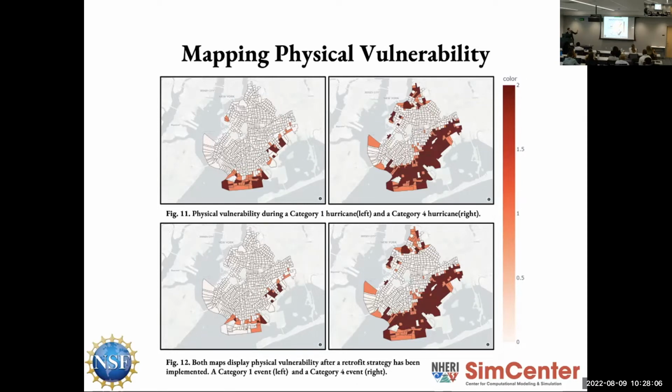As you can see, it makes a pretty big difference for Category 1 with the retrofit strategy, but when using the storm surge models that we had from NOAA, it made very little difference for the Category 4 hurricane. And that was just because, when looking at it, the peak inundation height was like 21 feet. So there just wasn't much that even those retrofits could do.